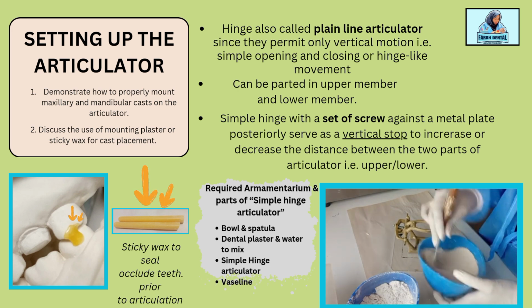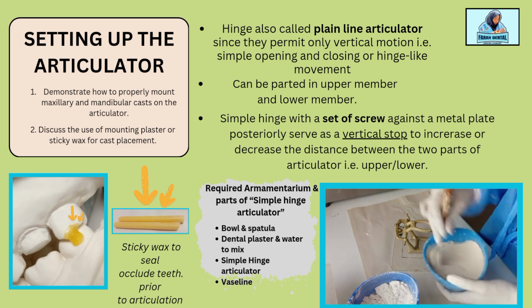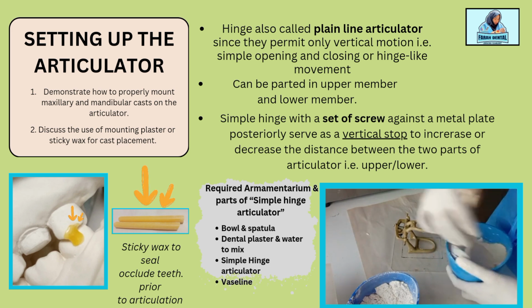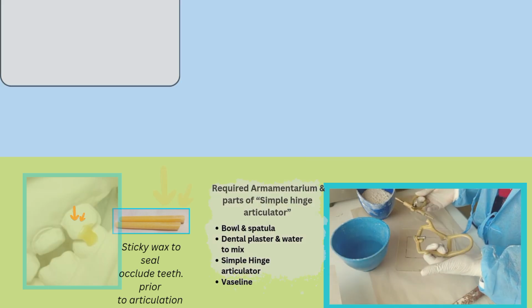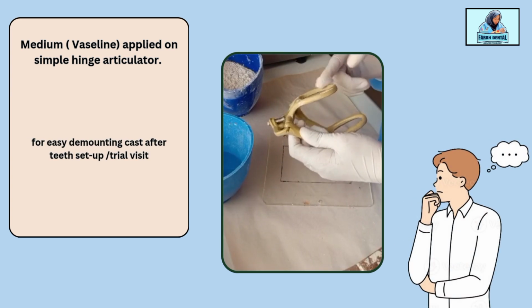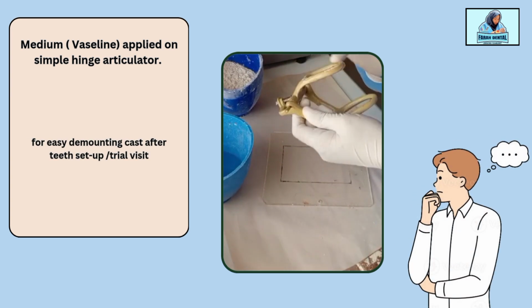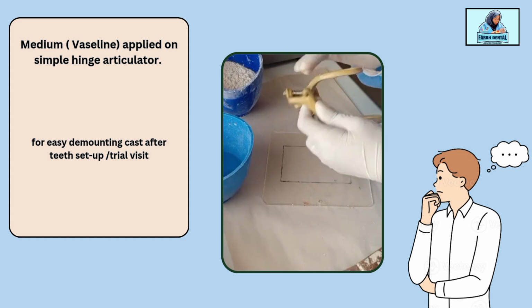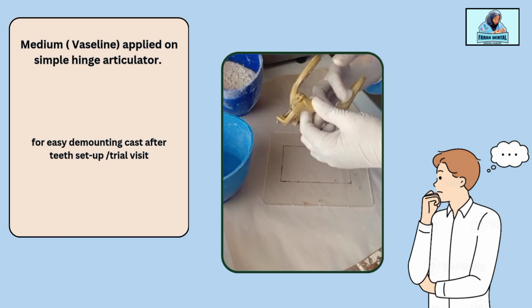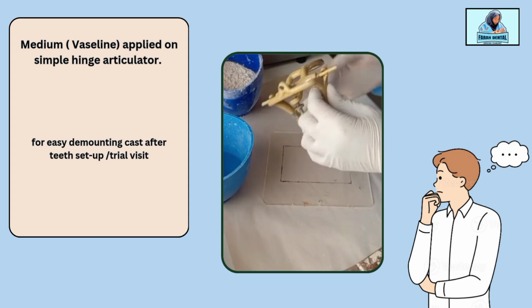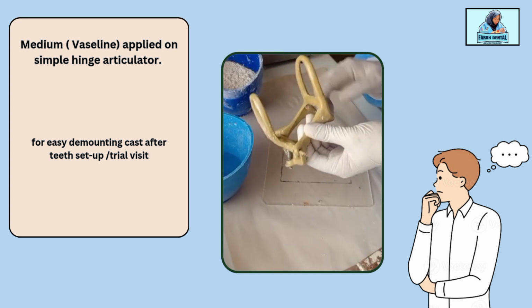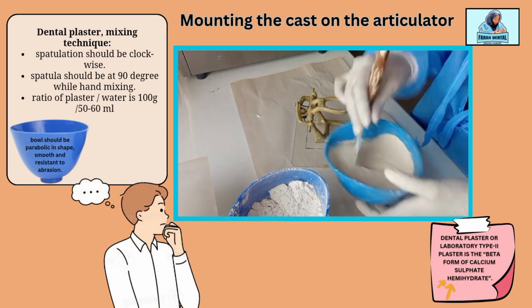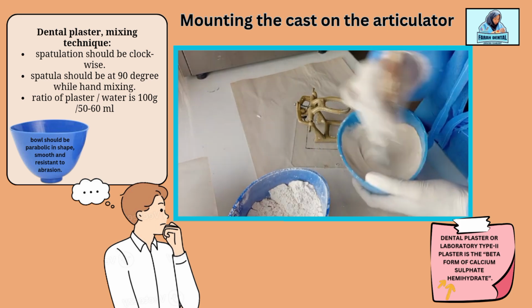The things required in articulation are a bowl and spatula, dental plaster, water to mix, a simple hinge articulator, and Vaseline. So before starting the articulation, after the occlusion has been sealed by the sticky wax, we use a separating medium, namely Vaseline, applied on the simple hinge articulator members for easy demounting of the cast after the teeth setup or trial visit of the patient.